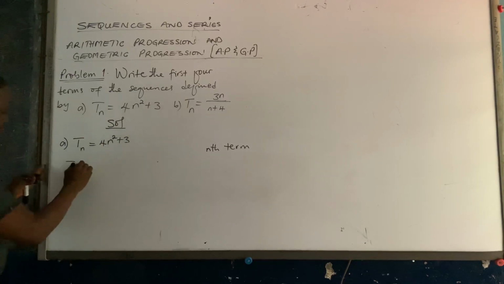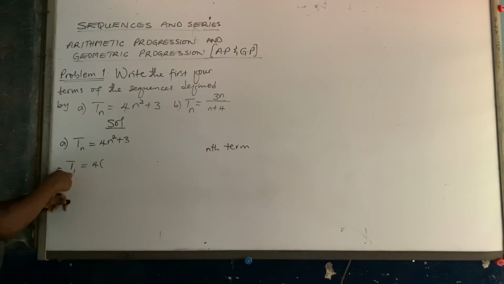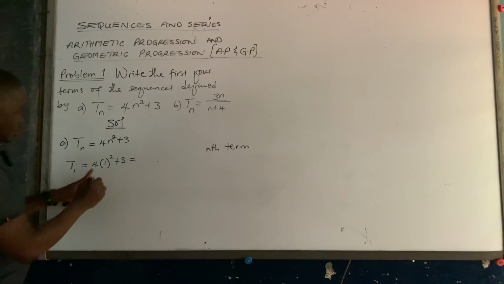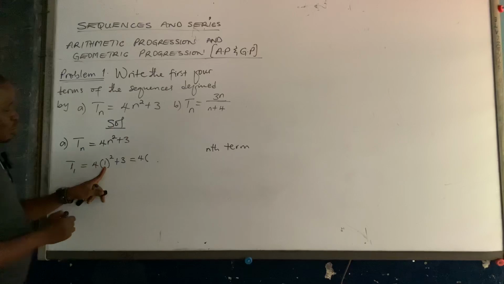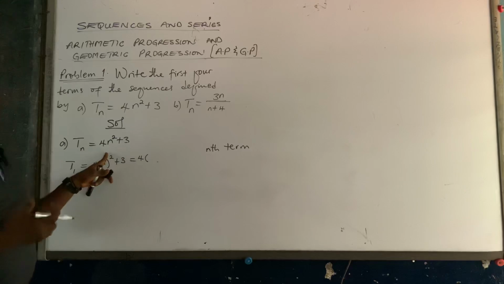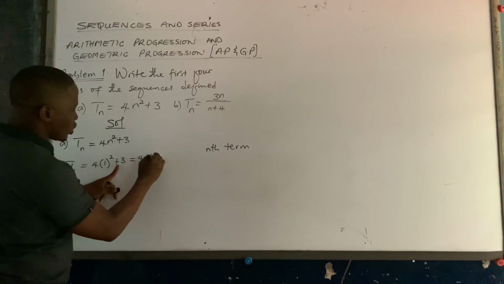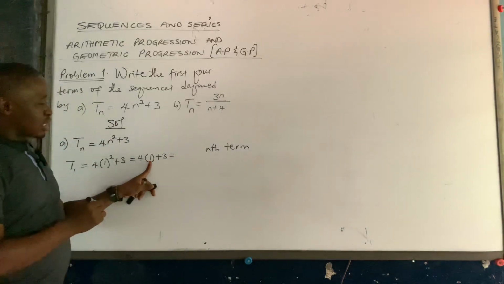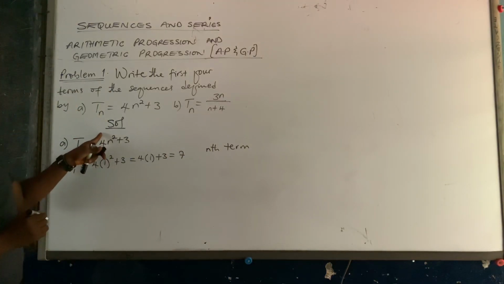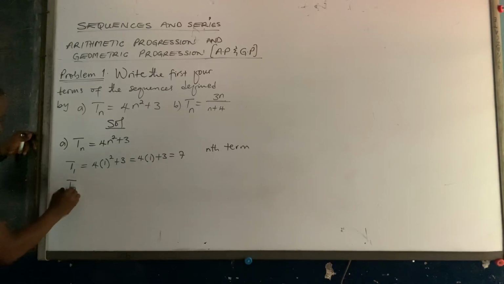That is T sub 1. So we say 4 multiplied by n, and n is already 1, square, plus 3. 4 multiplied by 1 raised to any value, be it positive or negative, even or odd, decimal or fractional, the result is 1. So plus 3. 4 multiplied by 1 is 4. 4 plus 3 is 7. So the first term of this particular sequence is 7. Alright, so we go for the second term.